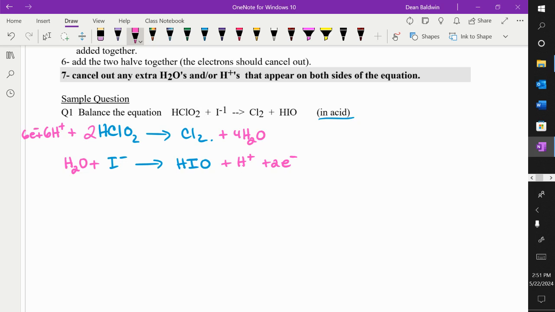Okay, and remember, if we're adding electrons on this side for this one, the other one you're going to be adding to the other side, because the electrons, when we put them together, have to go away. Right now, they're not going to go away. So what do I have to do to make them go away? Yeah, I'm going to multiply the bottom one by 3 because I need 6 electrons here to cancel those 6 electrons there.